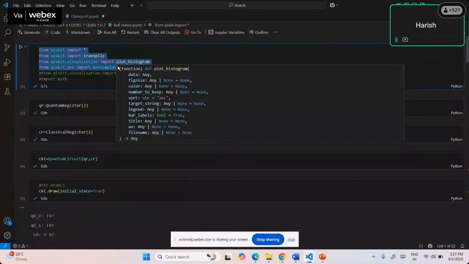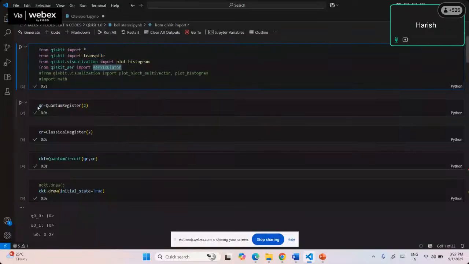So we are importing those files. Now what we are doing with this QR quantum register is, with this instruction we are creating a quantum register of length 2. What it means is that the register will have 2 qubits, Q0 and Q1. This one line is doing the job there.